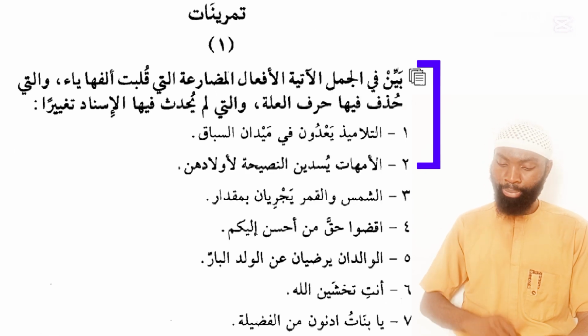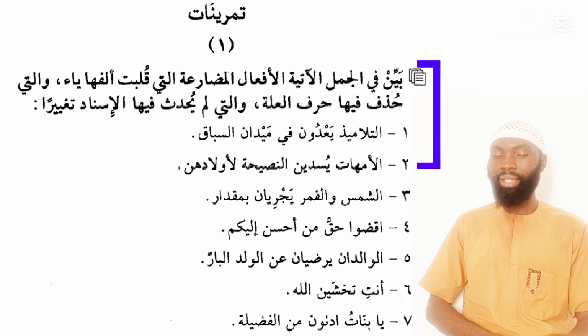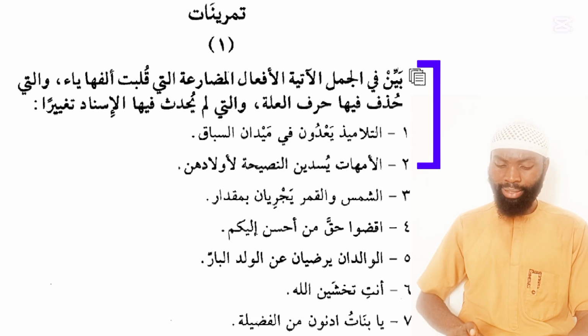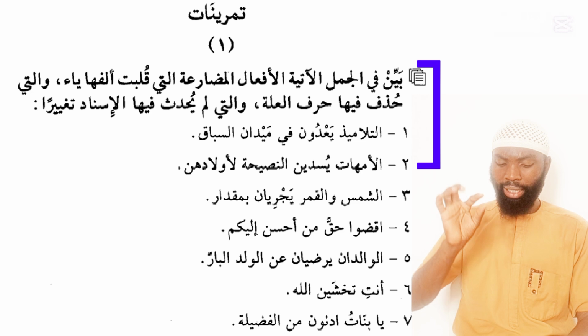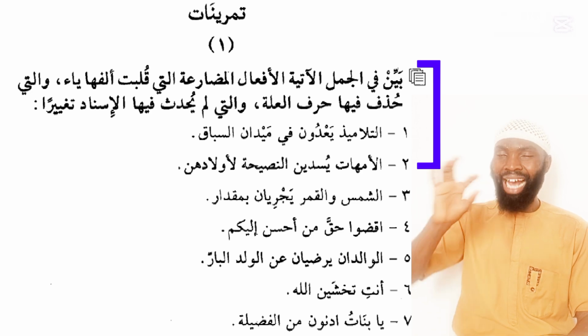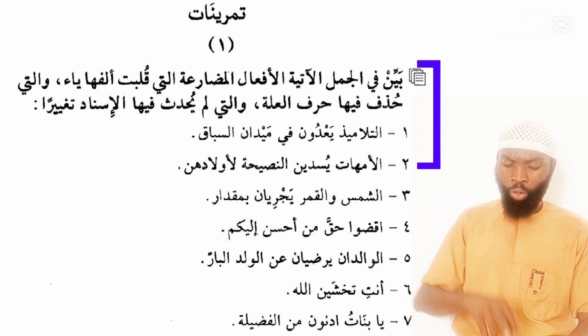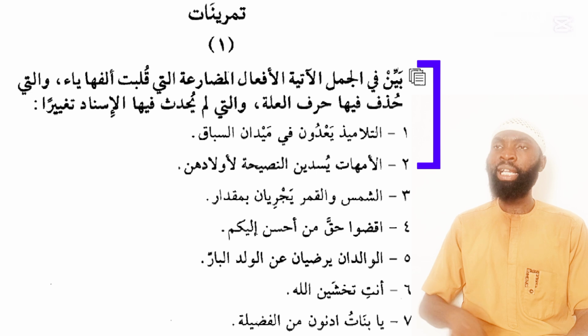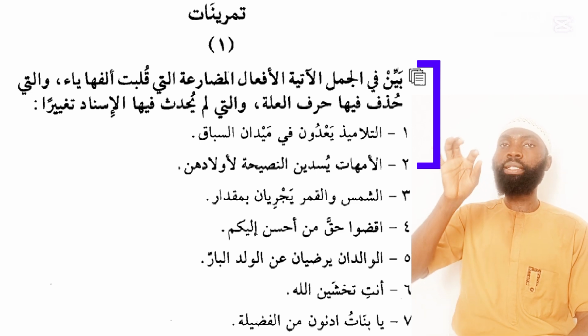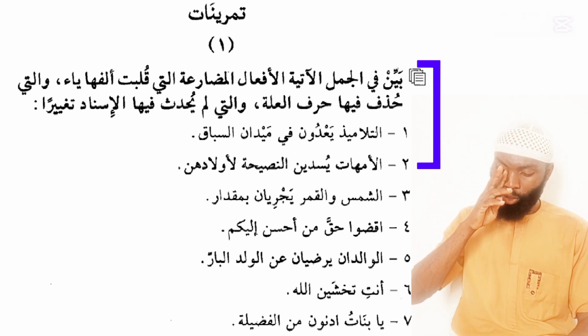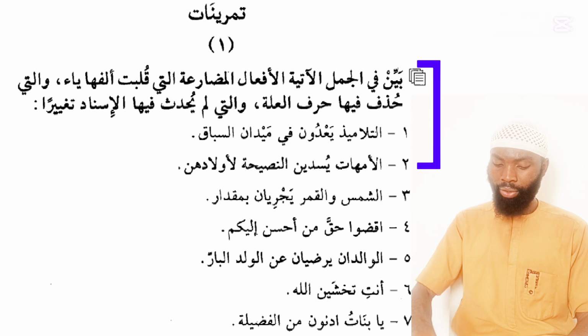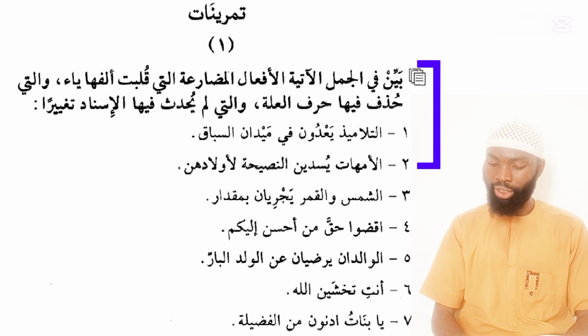The first exercise says: explain in the following sentences the present tense verbs whose alif has been changed to ya, and the ones whose sick letter has been omitted, and the ones that this attribution has not caused any changes in. You have to check these examples.